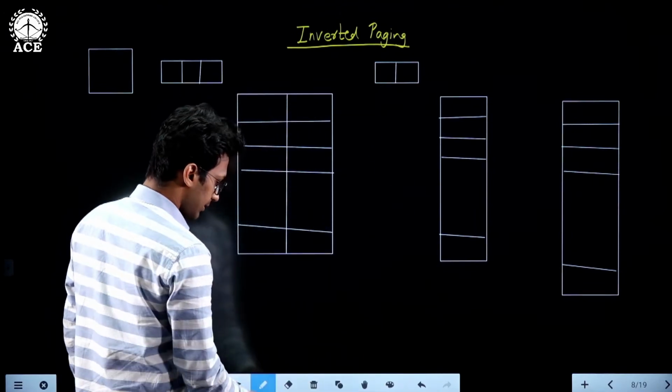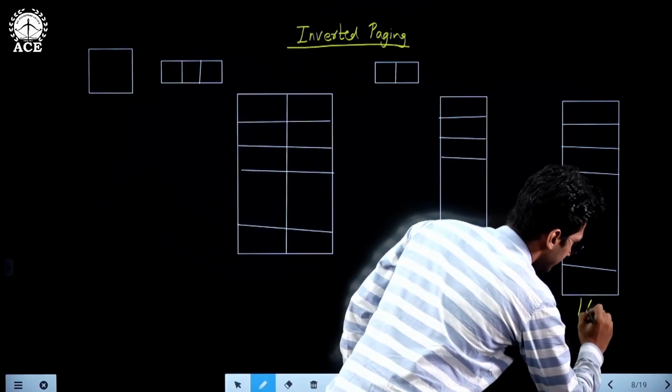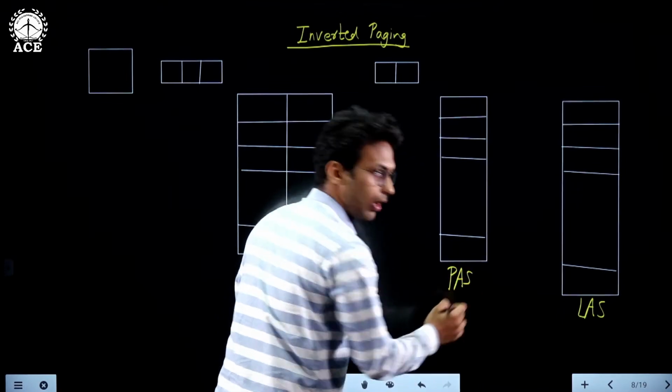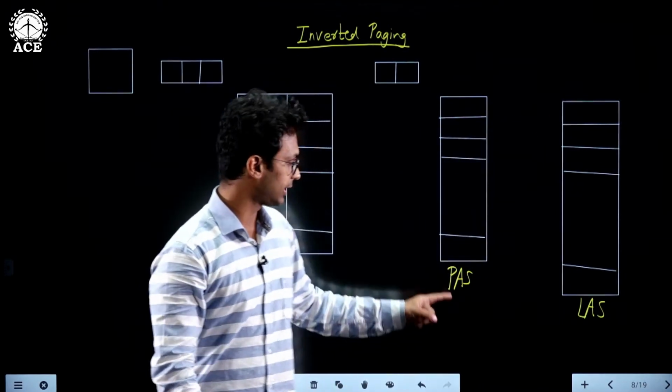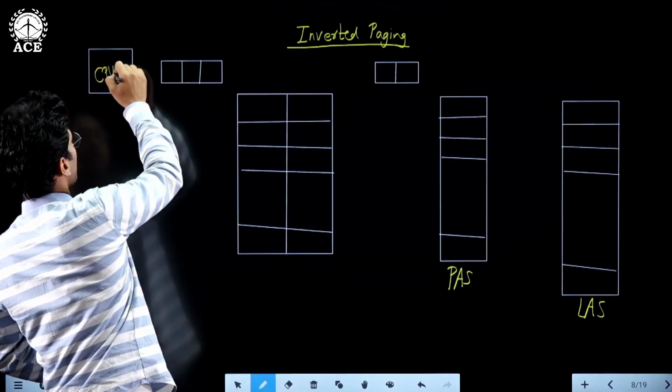So okay, let's get started. This is the LAS, logical address space. This is the physical address space. Logical address space is divided into pages. Physical address space is divided into frames. CPU generates what? Tell me fast. CPU generates the logical address.